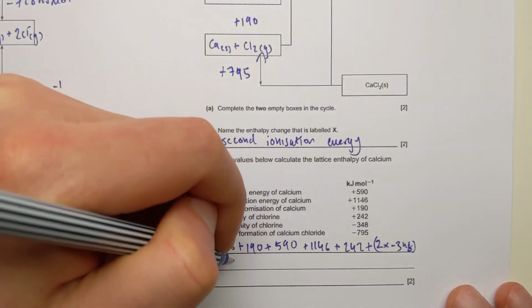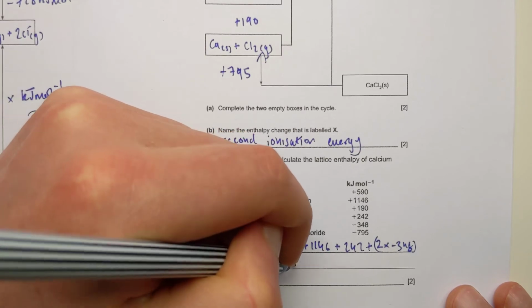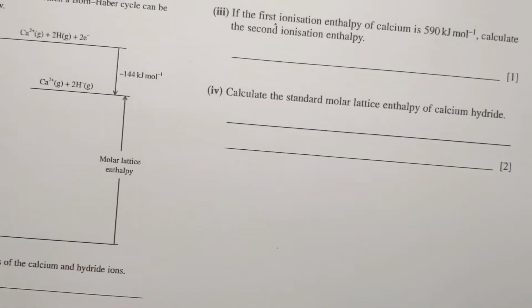Type in my calculator, should come out as being plus 2267 kilojoules per mole. Remembering to put the units in. On to question 9, which is a wee bit of a strange one.